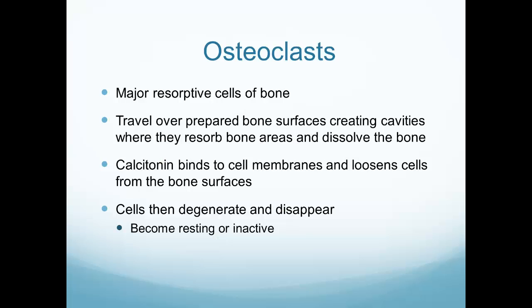Osteoclasts are the major cells of the bone. They go over the bone surfaces, and they resorb areas of bone, dissolving the bone. Calcitonin helps these to bind to cell membranes and loosen cells from the bone surfaces. The idea is that we want our bone continually rebuilding itself, just like the rest of the cells of the body, so that we're building up stronger and stronger bone and keeping that bone nice and strong. We don't want our bone to get old and brittle over time. Instead, we want it to remain strong, and osteoclasts are going to be a big part of that process.